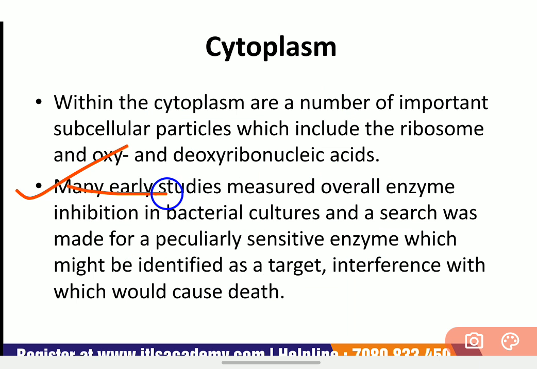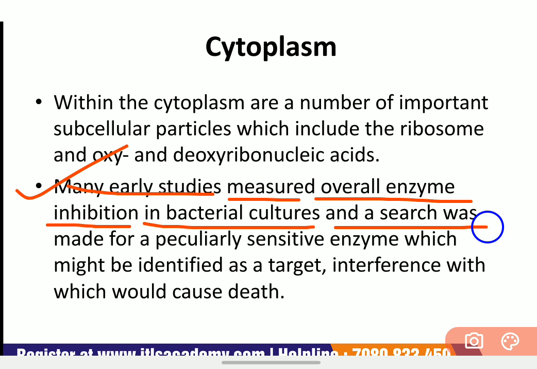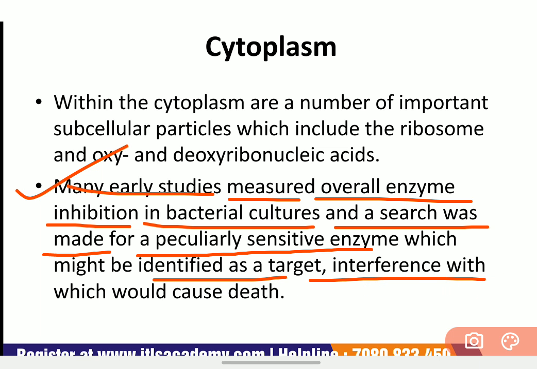Many early studies measured overall enzyme inhibition in bacterial cultures, and a search was made for a peculiarly sensitive enzyme which might be identified as a target, interference with which would cause death, and no such enzyme has been found.